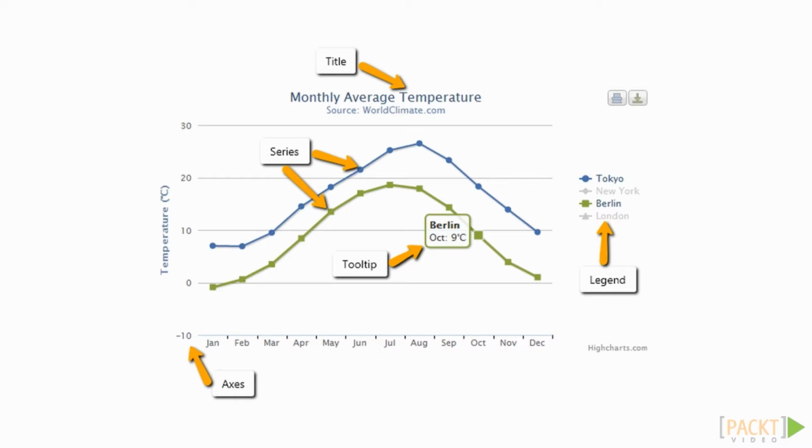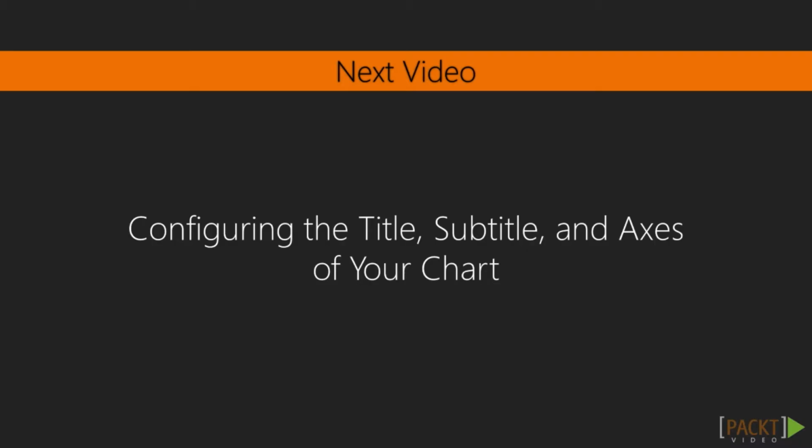So, we've come to the end of this video. We've briefly reviewed how a generic chart is constructed. In the next video, we'll look at how Highcharts implements those features by looking at its code implementation.